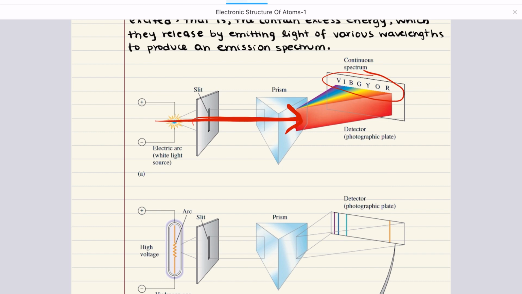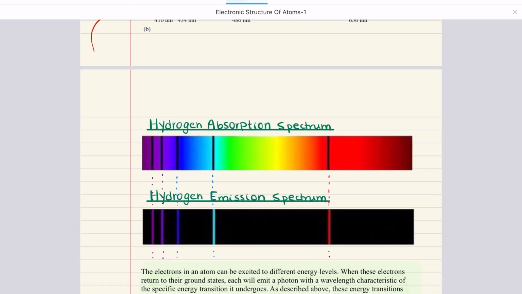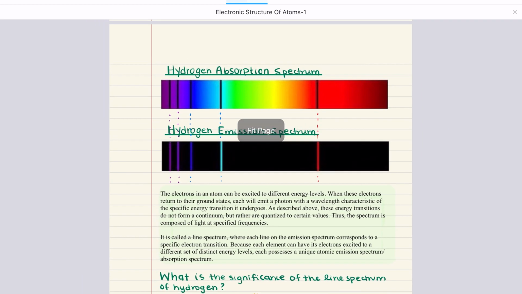In contrast, when the hydrogen emission spectrum in the visible region is passed through a prism, you only see a few lines, each of which corresponds to discrete wavelengths. And the hydrogen emission spectrum that you see here is called a line spectrum. So from here, we should start to think, well, what results in an emission spectrum? And in addition, it's also important for us to equally talk about the absorption spectrum.